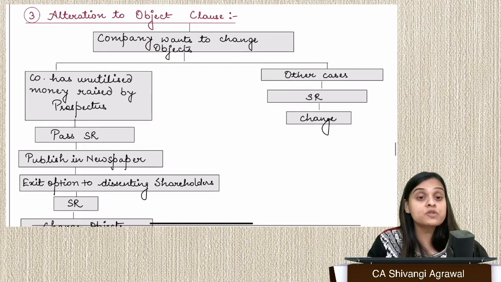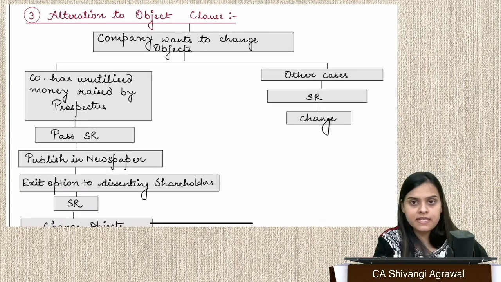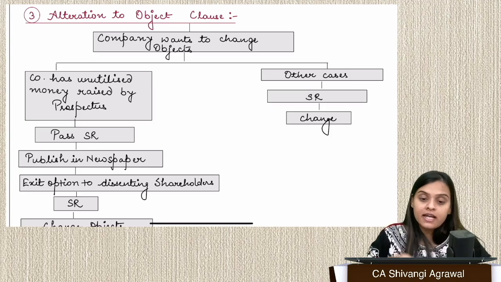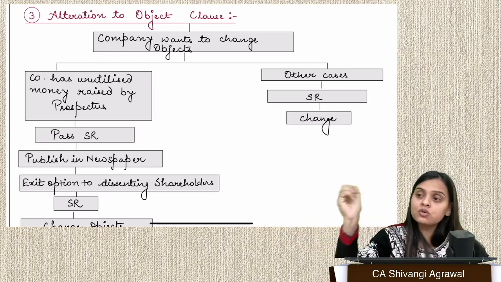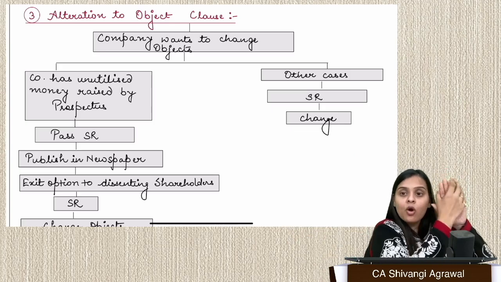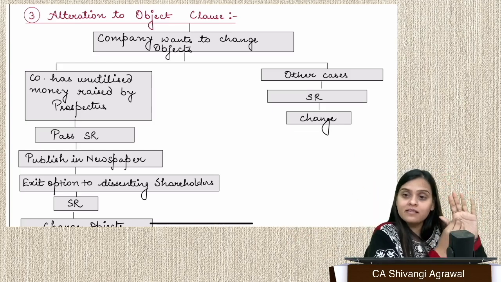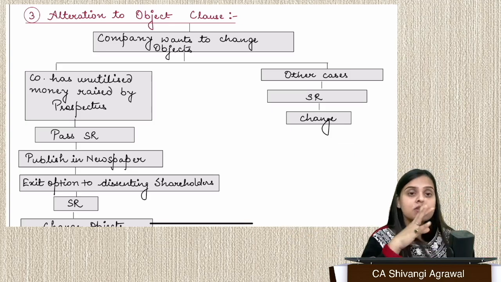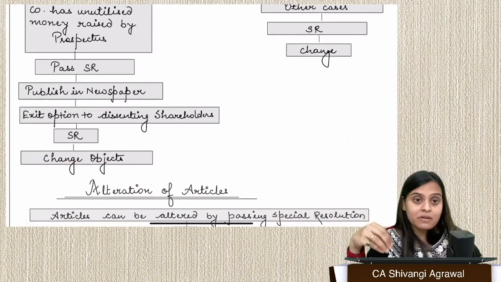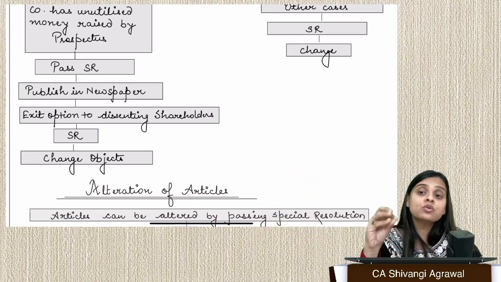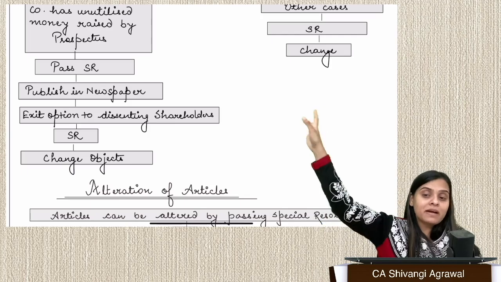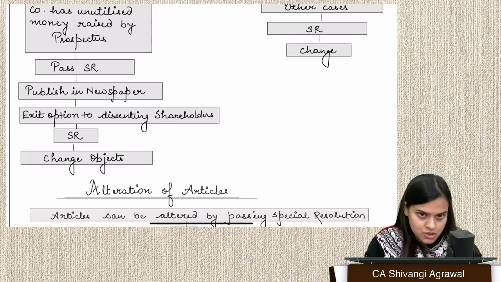Then comes alteration of object clause. See, object clause alteration is very simple. You pass a special resolution and you can change the object clause. The only difficult case is if you have raised money from prospectors, that means you gave a public offer and told the general public, you give me money, I'm going to invest in this, this is the object that I pursue. They gave you money and you haven't spent their money, and now you're changing the object to something else. This you cannot do unless you take their approval by passing SR, plus you publish this in the newspaper and give an exit option to the dissenting shareholders. The ones who do not agree with this change of object clause, you have to give them an exit option as determined by SEBI. And thereafter you can change your objects.